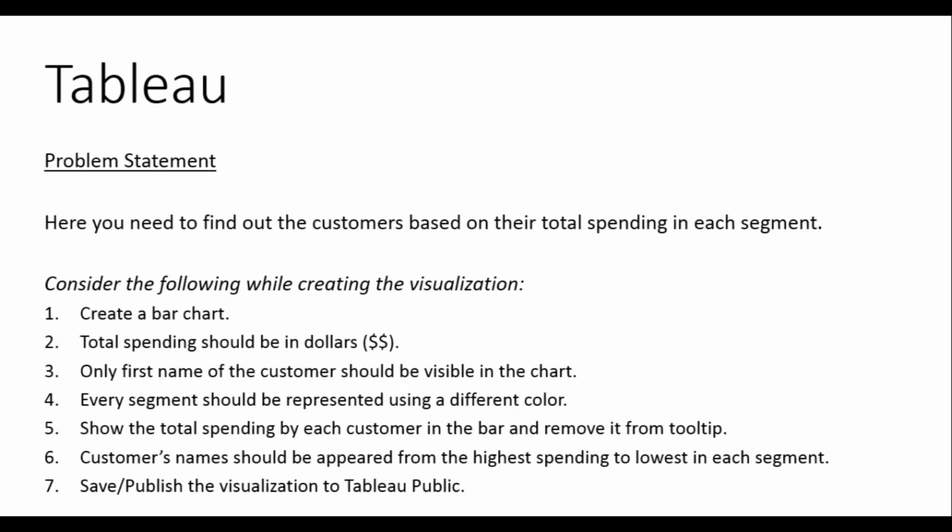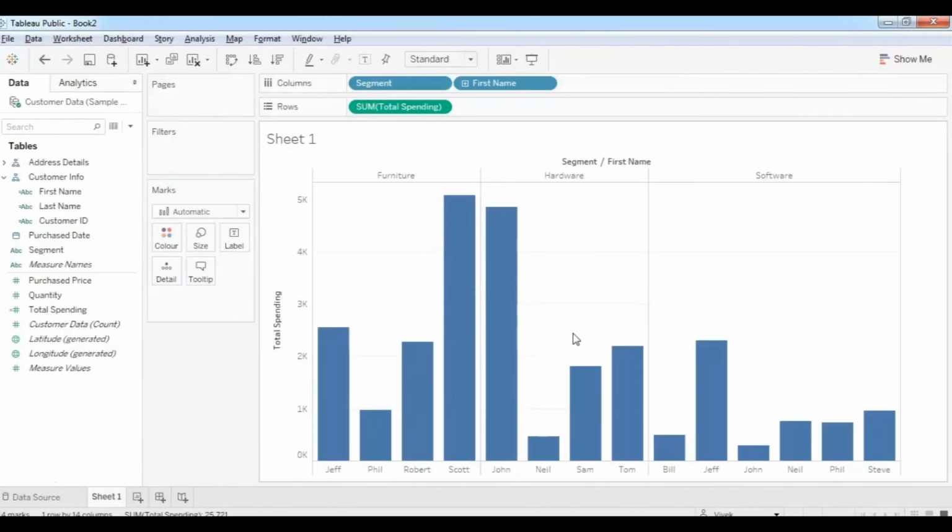Welcome all. In continuation of the previous tutorials, in this tutorial we will see the 4th point here, that every segment should be represented using a different color. So let me just open Tableau Public. It is the same workbook we completed in the last tutorial.